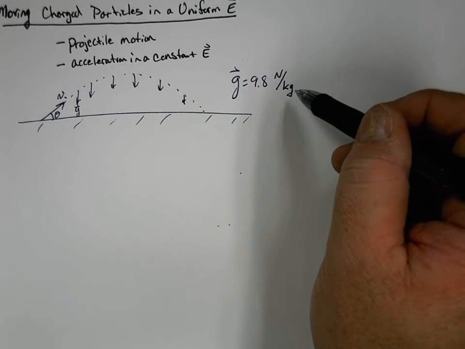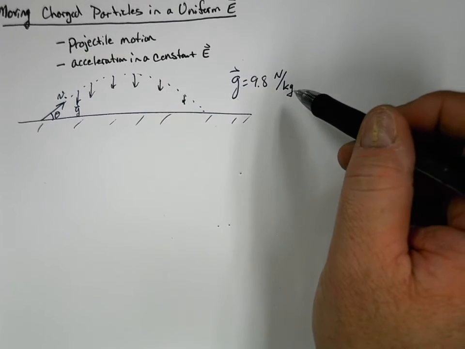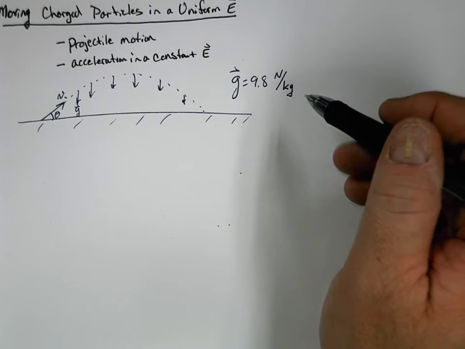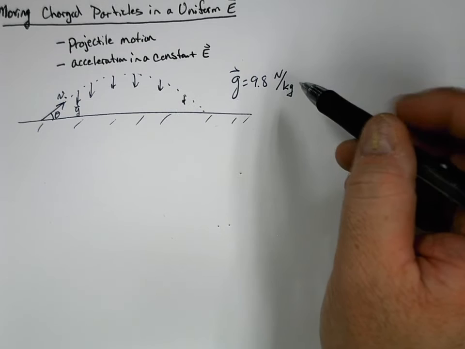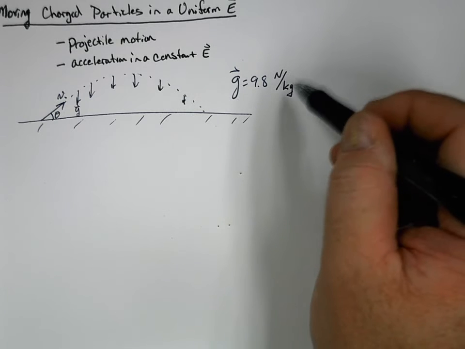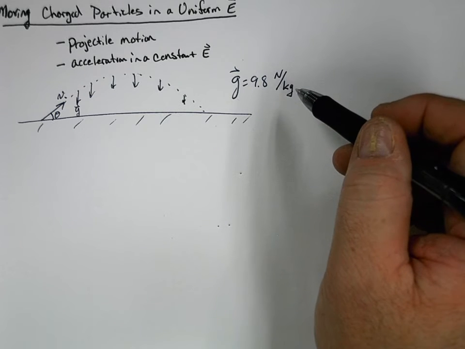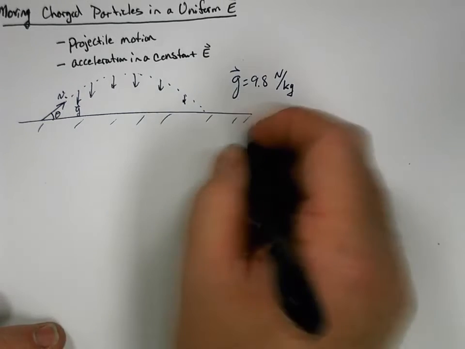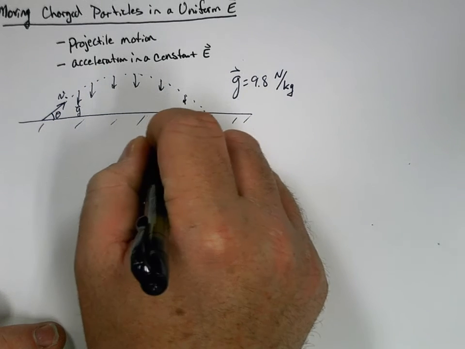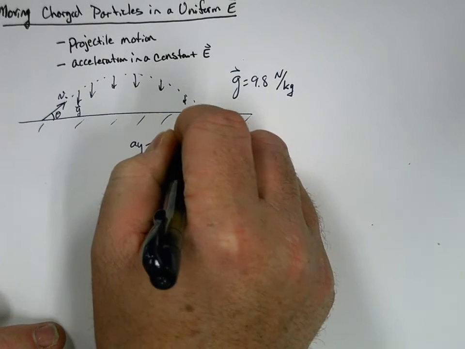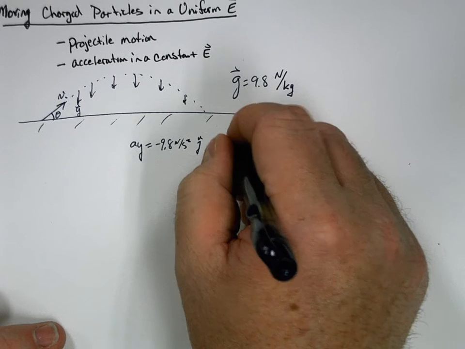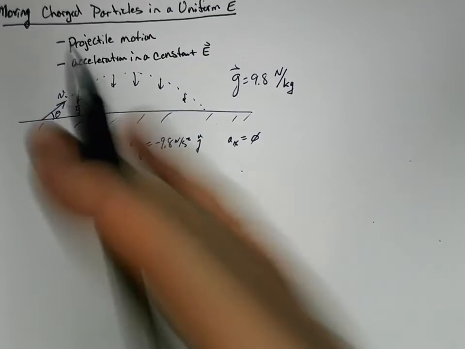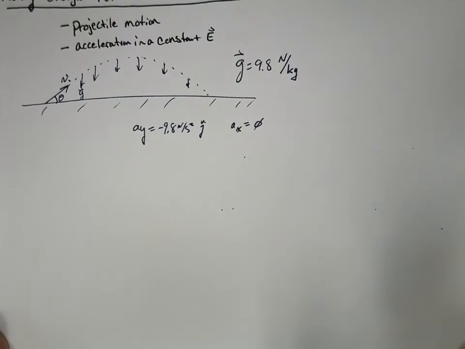If something is 2 kilograms, what force does it experience? 2 times this, right? 19.6 newtons. So for every kilogram of mass that an object has near the surface of the Earth, it experiences a force of gravity of 9.8 newtons. So acceleration equals negative 9.8 meters per second squared j hat, and acceleration in the x direction equals 0. And all of our kinematic equations come from here.